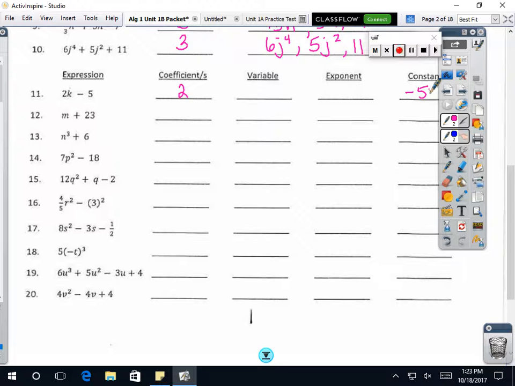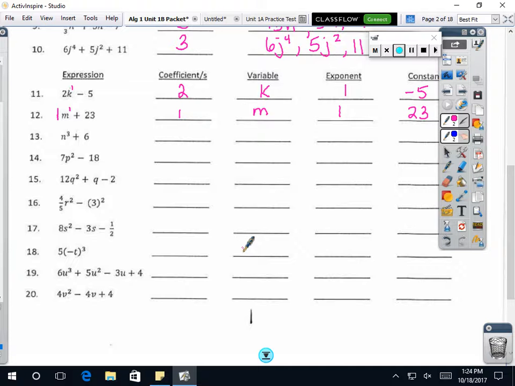Okay, what's the variable for this expression? K. And then what's the exponent? There is a 1. Anytime you have a variable, you have an exponent, and if it's not visible, it's an understood 1. Okay, number 12, what's the coefficient? 1. Anytime you have a variable, there's an understood 1 in the coefficient spot and in the exponent spot. Okay, so the coefficient is 1. What's the variable? What's the exponent? And what's the constant?